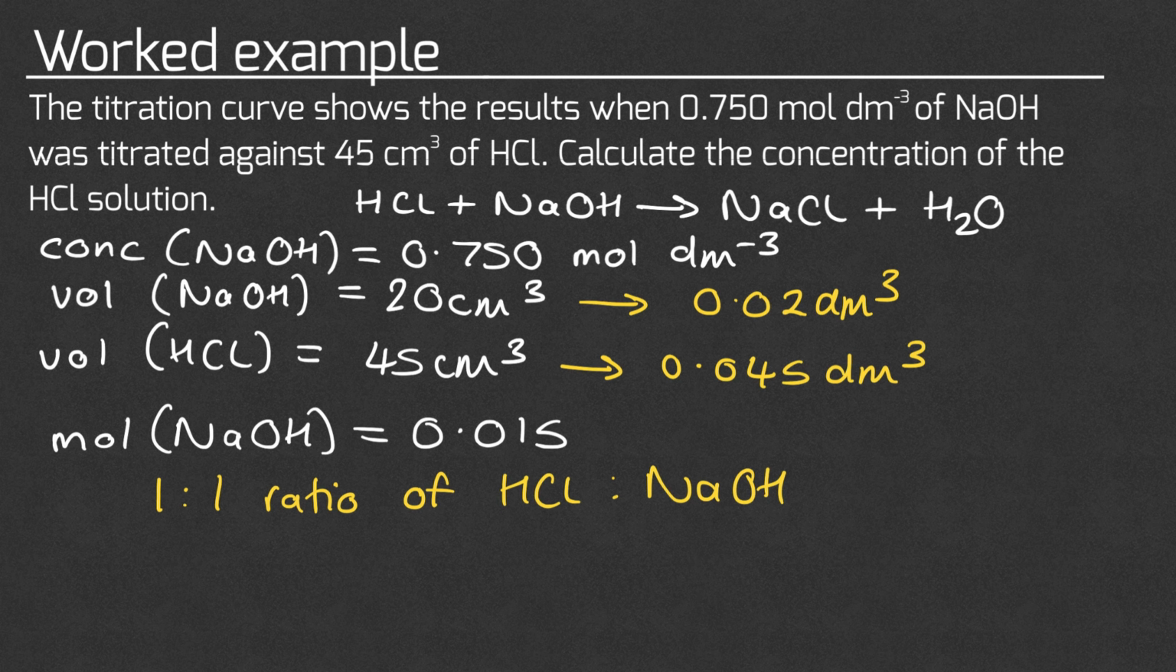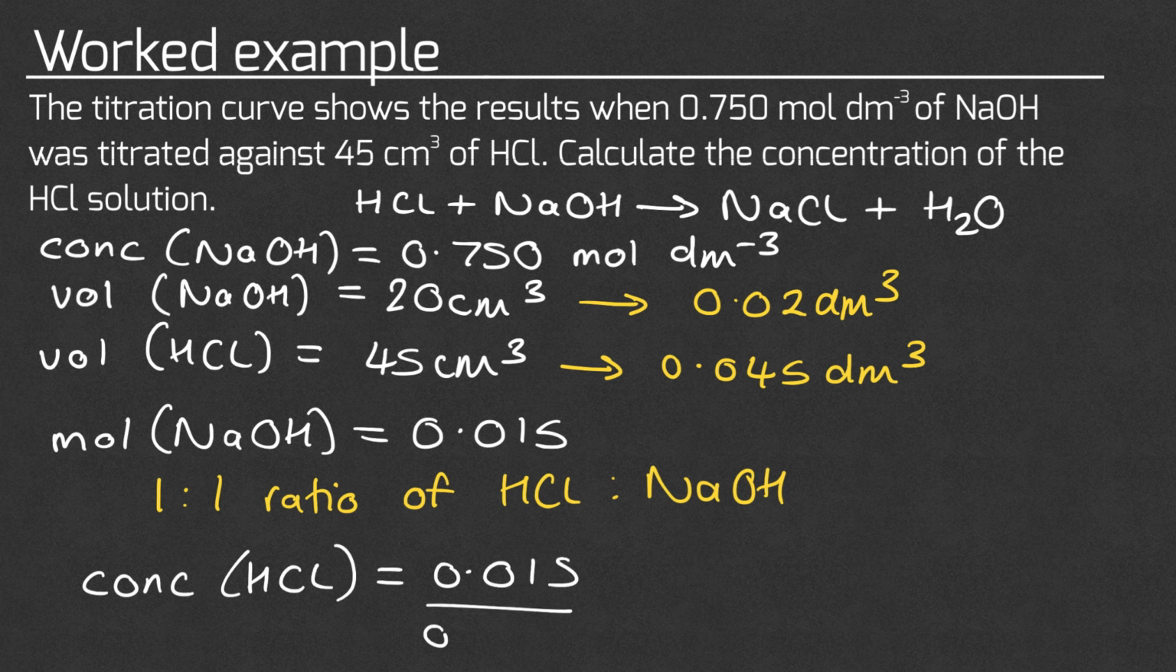Now we know how many moles of hydrochloric acid we have, we can use our moles equals concentration times volume equation to figure out what the concentration of the hydrochloric acid must be. So we'll rearrange that equation, so concentration equals moles over volume. Now we need to sub in the values for the moles of hydrochloric acid and the volume of it. Now all we need to do is once again put this into the calculator to get a final answer. So the answer to this worked example is 0.3 recurring moles per decimetre cubed.